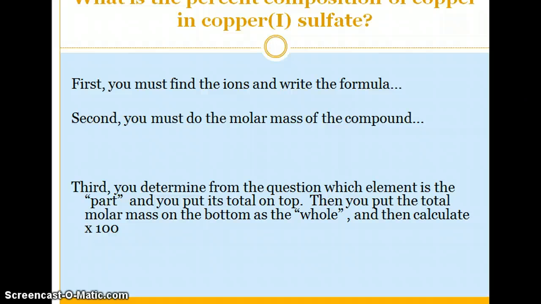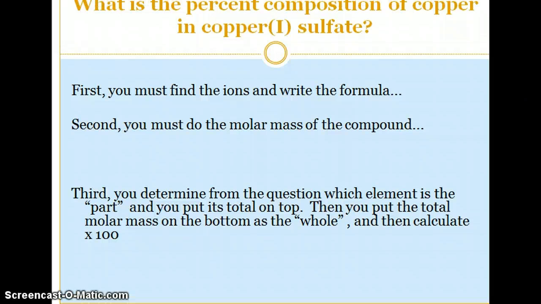Okay, so for this question, we are asked, what is the percent composition of copper in copper 1 sulfate? So I need to come up with my formula. So copper 1, we've got Cu with a +1 charge, and sulfate, SO4 -2. So we've got Cu2SO4. Second, come up with the molar mass of our compound.